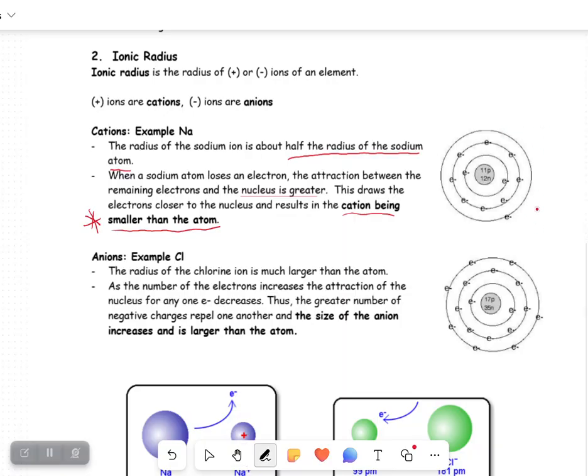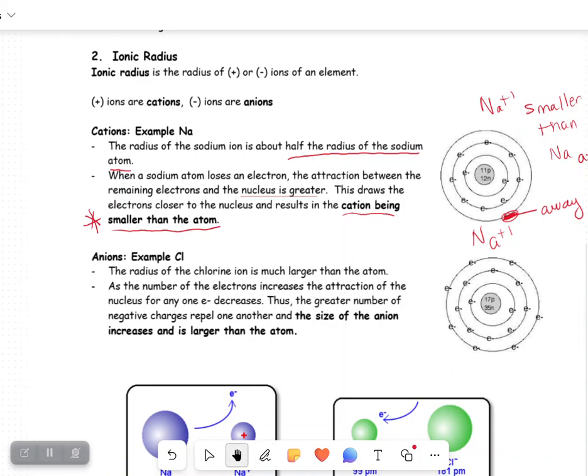So let's think about this. So this is sodium, and when sodium becomes a positive cation, this goes away. All right, and what we're left with, we kind of lose this whole energy level, and what we're left with is essentially still 11 protons, and we have one less negative charge, so that's going to pull these electrons in closer. Okay, so the Na plus 1 is going to be smaller than the Na atom.